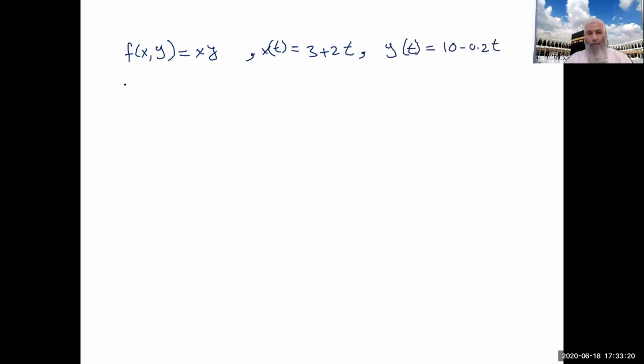And df/dt is what? df/dx multiplied by dx/dt plus df/dy multiplied by dy/dt. So we just solved this. df with respect to x is what?